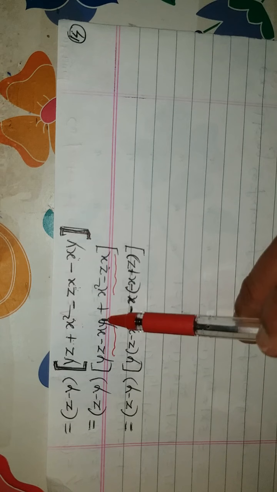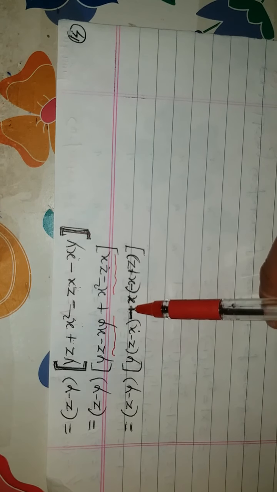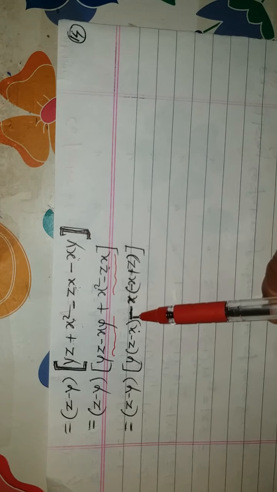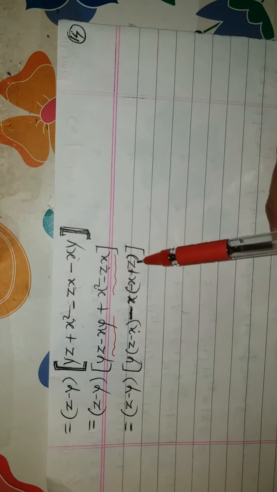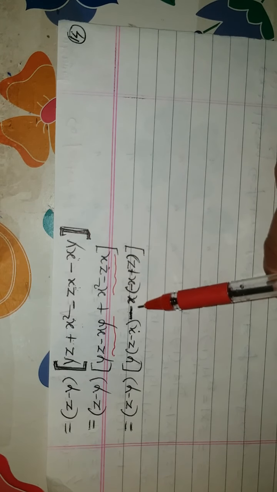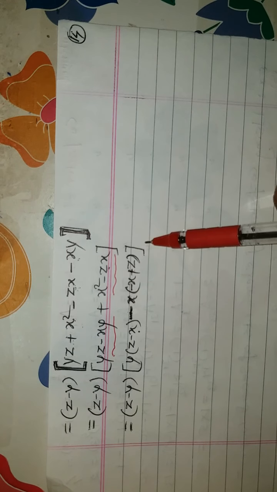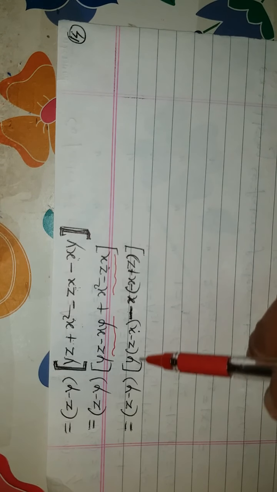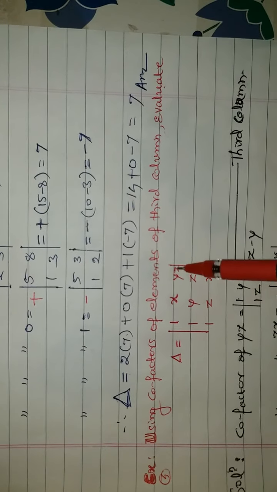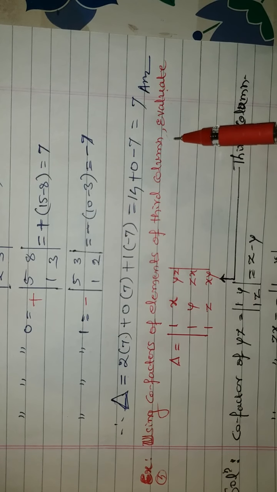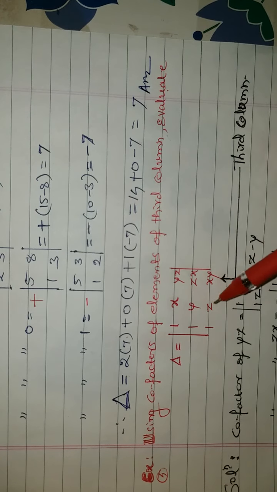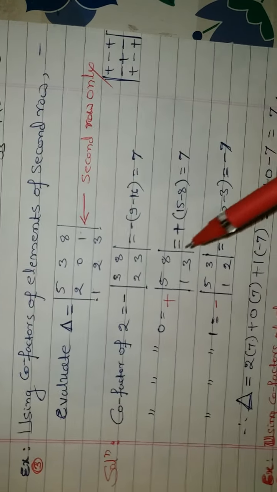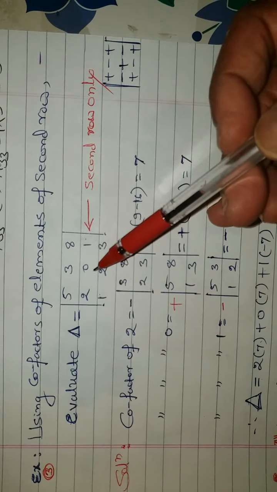Then again take y as a common factor, z minus x. Here take minus x as a common, minus x into plus z, because I have taken minus x as a common, which is the result. This is the value of delta for the fourth question using cofactors of the elements of the third column. Here he has used algebraic variables, whereas in the earlier problem he used numerals.